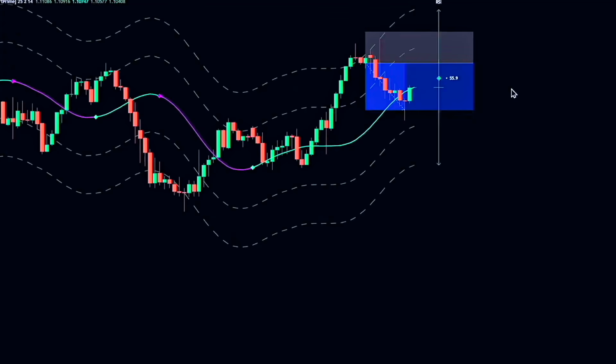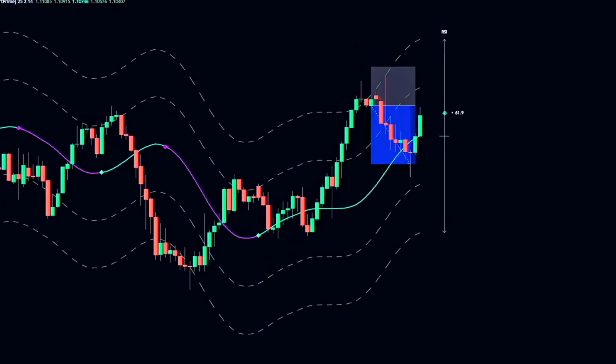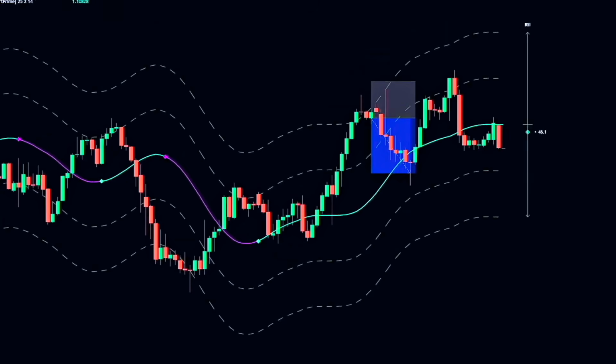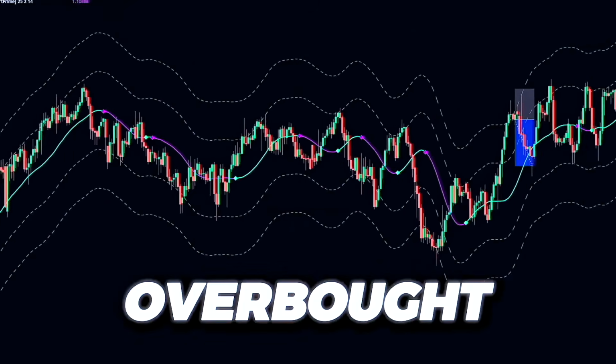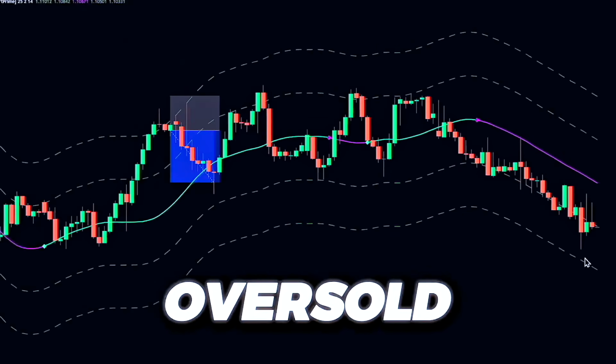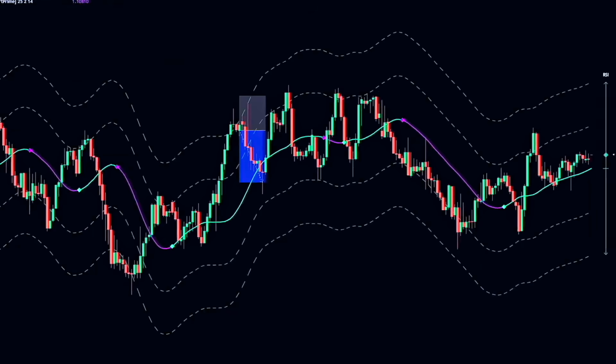To sum it up, the lowest channel plus RSI is a killer tool, blending advanced smoothing for a short-term line, dynamic volatility bands, and a built-in RSI gauge. It lets you track trends, spot overbought or oversold zones, and check momentum all in one. It's versatile for trend following or catching reversals.